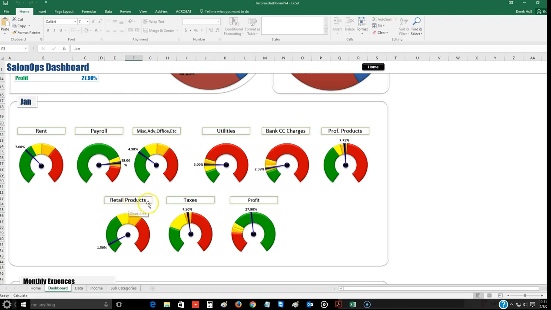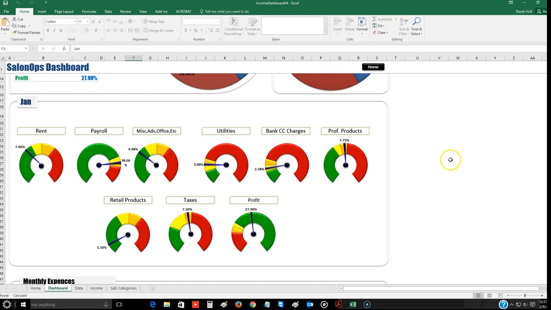Taxes, this is your sales tax and the employer's portion of payroll tax, not the employee's portion, just the employer's portion, and your sales tax. Profit, self-explanatory. Obviously, you want it in green.